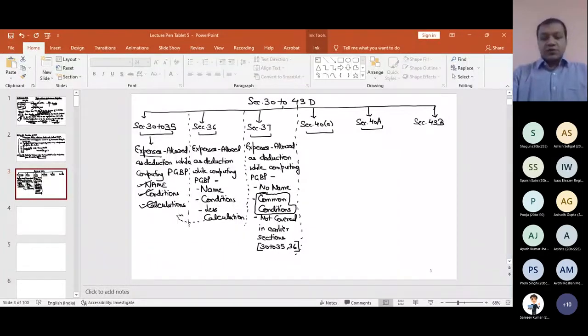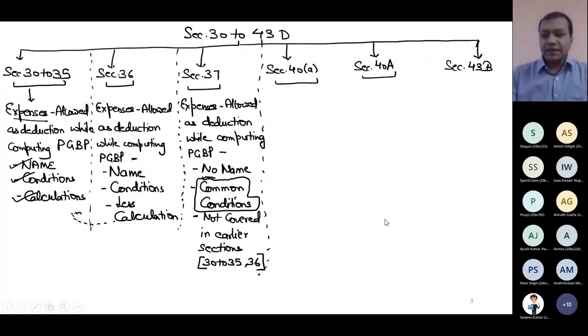Then section 40 clause A. I hope the screen is visible. 40 clause A. This section covers some payments which are not allowed as deduction.